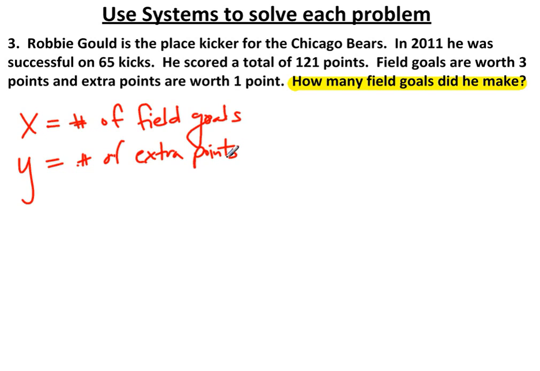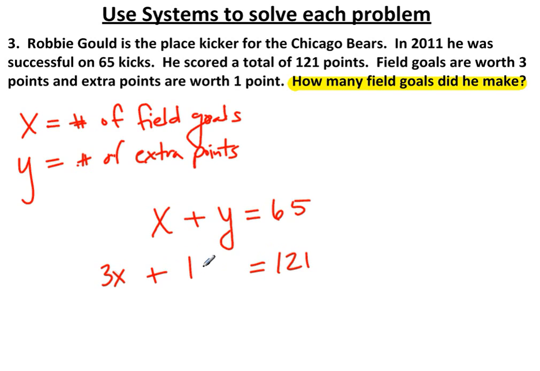So again, let's look for totals. We had a total of 65 kicks. Well, we know those kicks were the number of field goals plus the number of extra points should equal his total of 65. He scored a total of 121 points. So this category would be the number of kicks. This category would be points. How does he get points? Well, for every field goal, he gets 3 points. Plus, for every extra point, he gets an extra point. And this, again, you can either do elimination, or there's the X and the Y, and the Y is very easy to get alone due to substitution.